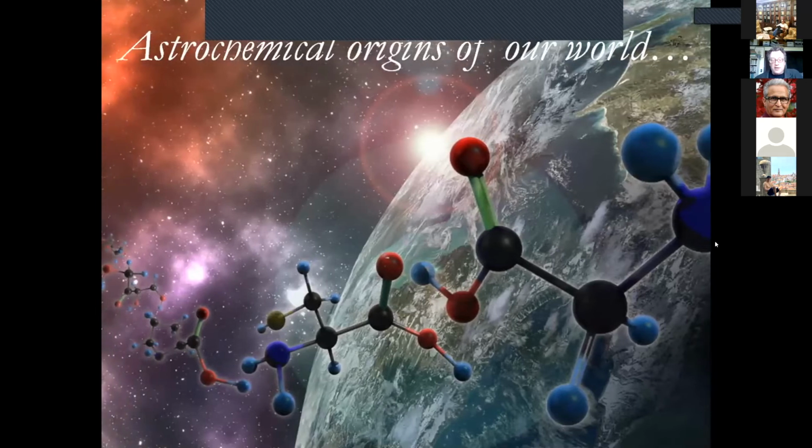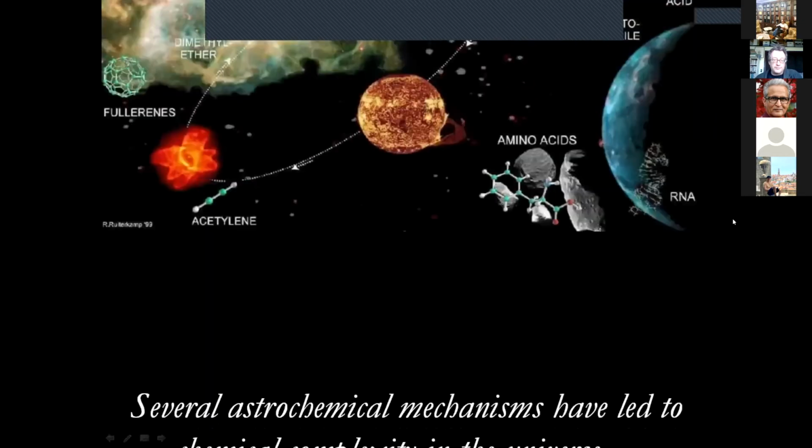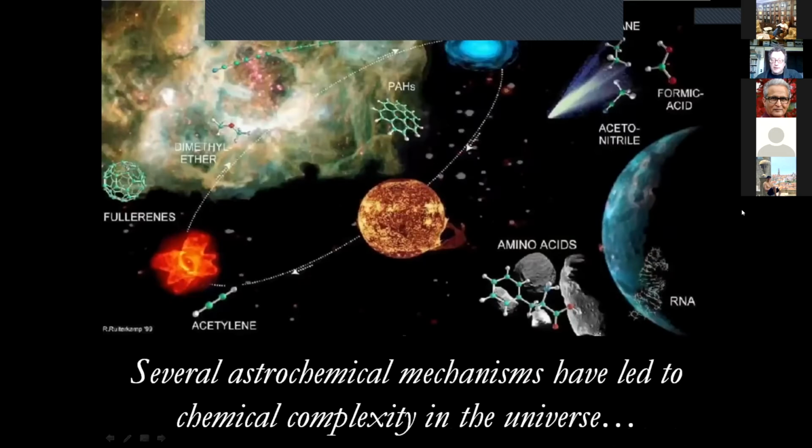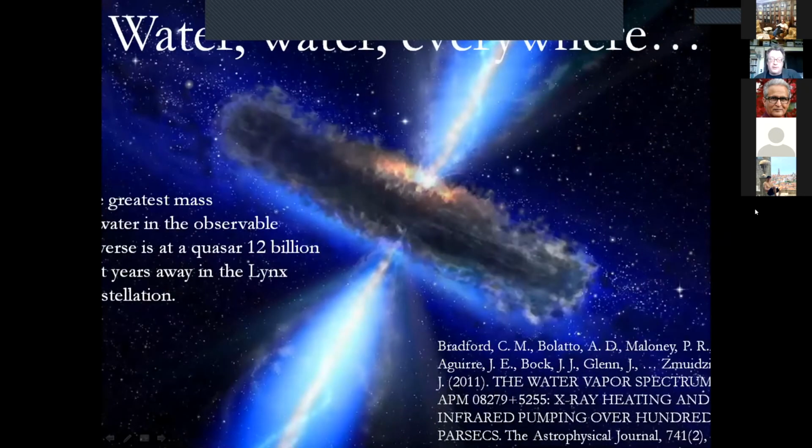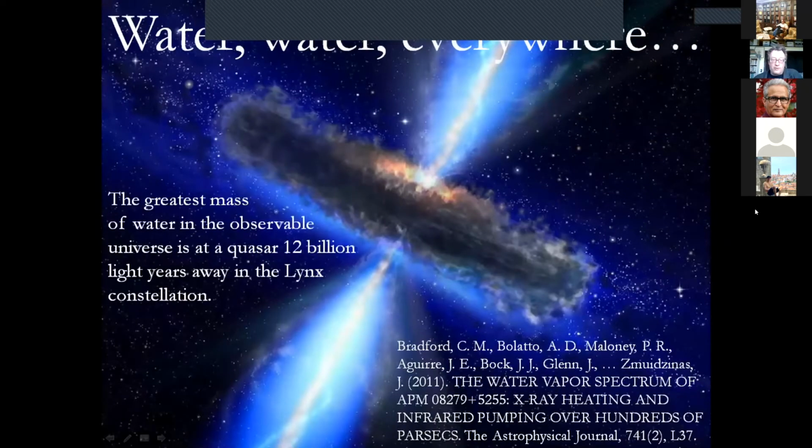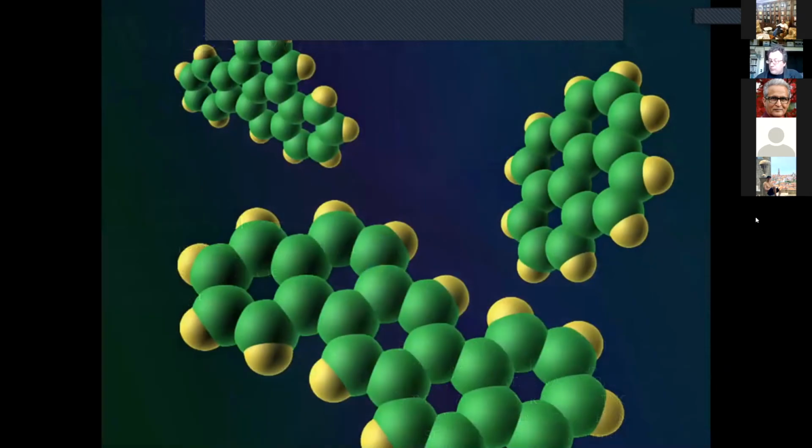So everything that we know in the world is built up of the elements, but it's not built up directly of the elements. It's mostly built up of chemical compounds. And there are astrophysical processes that create chemical processes even in deep space. So we know, for example, that the greatest mass of water in the observable universe is 12 billion light years away. So there's lots of water in the universe.